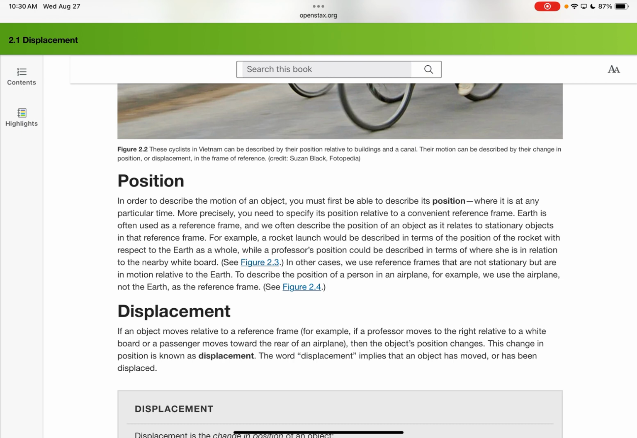Displacement is not only knowing how far you've traveled, but what direction you traveled in. And since we're establishing a path of direction, we have both a positive and a negative direction. If you're going in that direction you established, generally we would assign that to be positive. If you're going in the opposite direction, that would be negative.